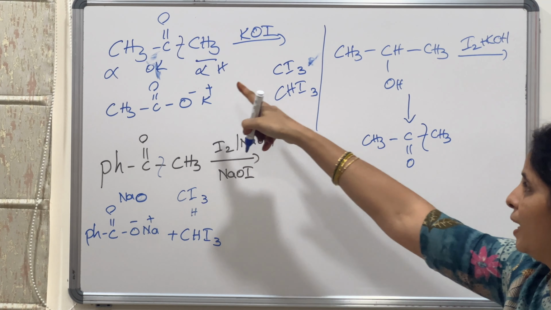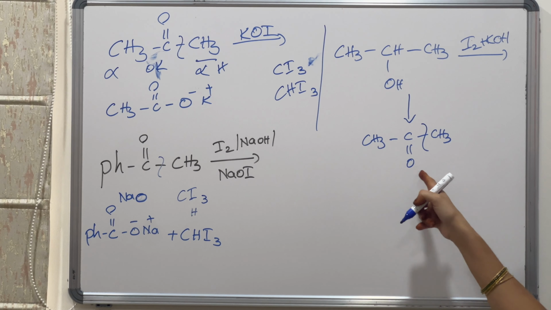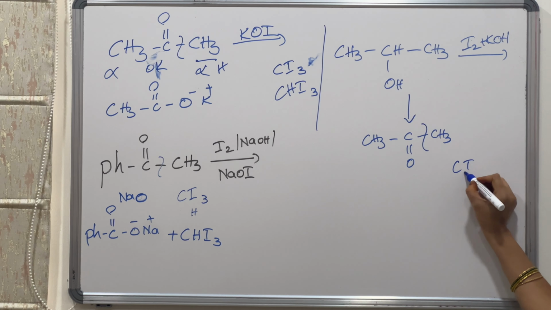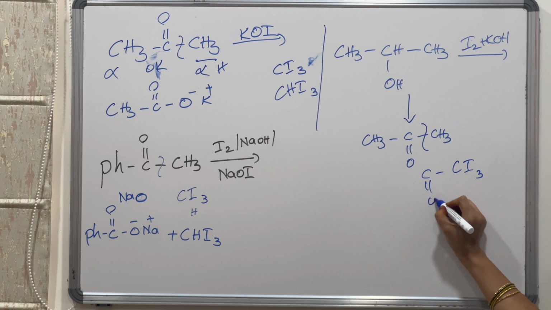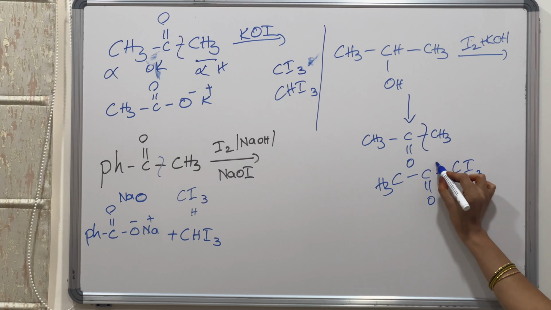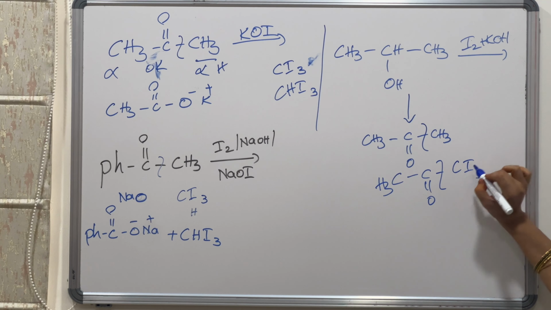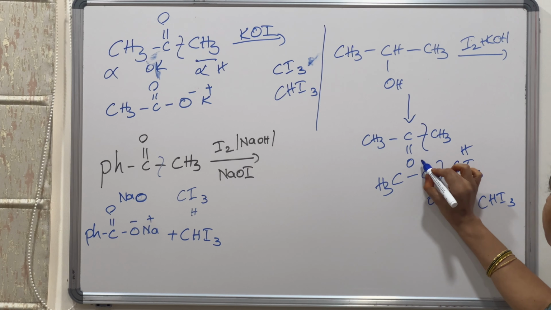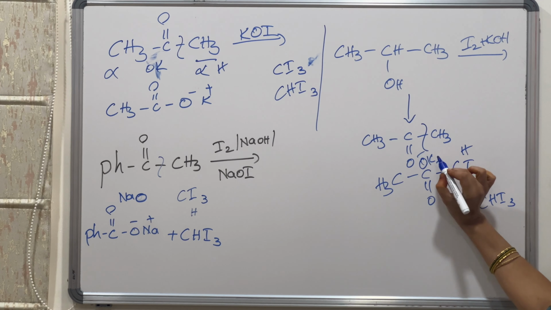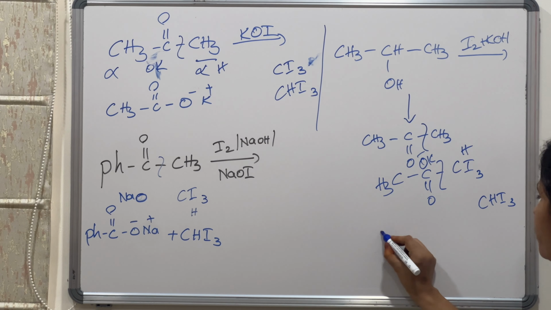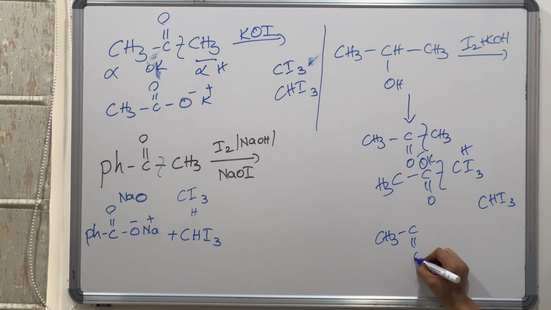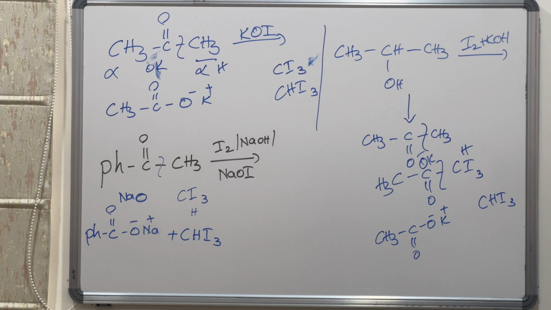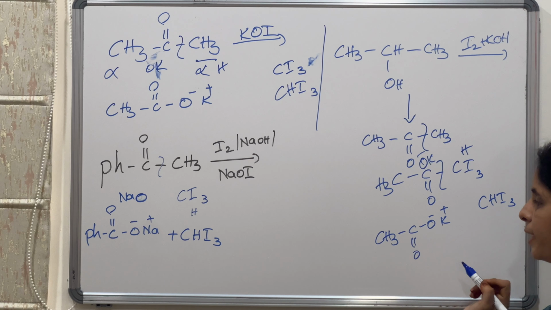And how to write the product for this one? Simple, like the previous one. This has oxidized to ketone, no? So here these hydrogens will be replaced by iodine. This will become CI3 C double bond O CH3, and after that you break the carbon-carbon bond and add hydrogen this side. This will become CHI3 and O minus base. So it will become CH3CO, potassium salt of carboxylic acid. That's it. So potassium salt of ethanoic acid.